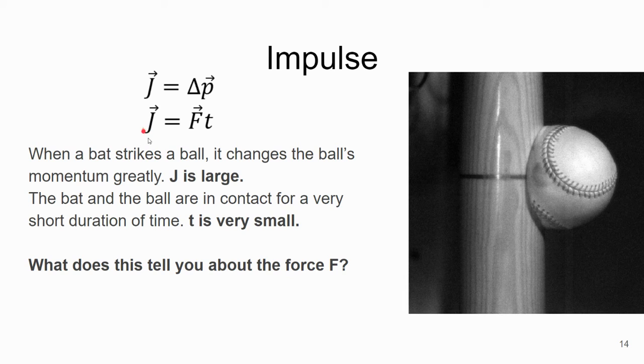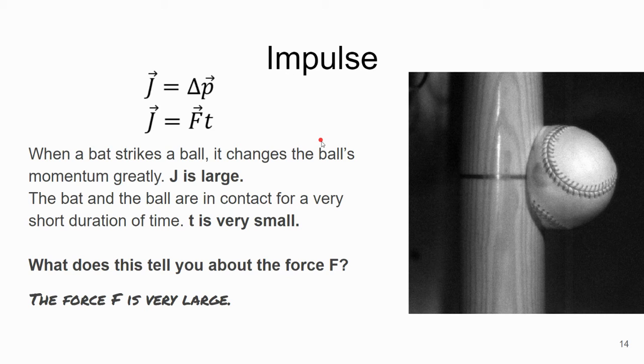So let's look at this equation. J is very large because we're undergoing a large change in momentum. t is very small. So what do we know about F? Well, we know that F has to be very large. For this math to work, if the left side is a big number and the right side is F times a small number, well, F has to be a big number for this to work.